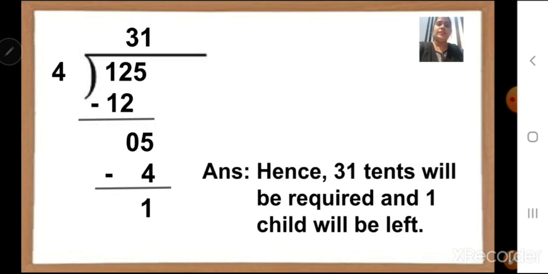Then we have to divide 125 divided by 4. After division, we will get the answer 31. So hence, we will write the answer down. Hence, 31 tents will be required and one child will be left. Do the division, children, properly, and below the division you will write the answer.